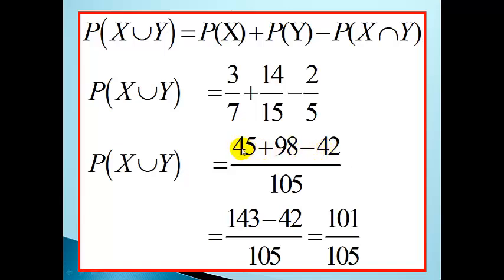So we have 45 plus 98 minus 42. And 45 plus 98 is equal to 143 minus 42, all divided by 105. So 143 minus 42 is equal to 101 divided by the LCM, that is 105. This means that probability of X union Y is equal to 101 over 105.